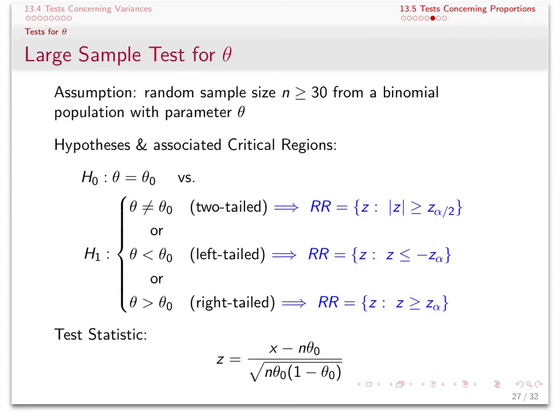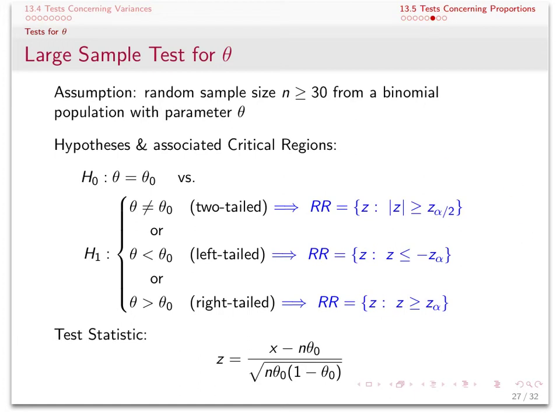our null hypothesis to be that theta is equal to some number theta naught, versus our alternatives, theta is either not equal to theta naught, less than, or greater than theta naught. So our typical two-tailed, left-tailed, and right-tailed options. But in this case, since we're going to approximate the binomial distribution with a normal distribution, our test statistic is a z-score, and so our rejection regions will be based upon the z-distribution. So you'll recognize these as the same form of rejection regions that we had previously.